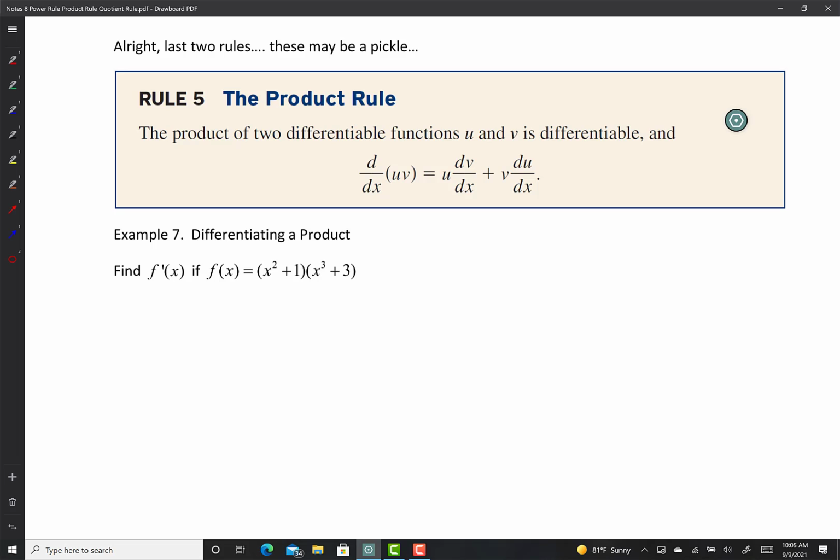The product rule. It says rule number 5. That's if we're following the textbook. We're not following the textbook. It's just some product rule. Oh, you don't like this?